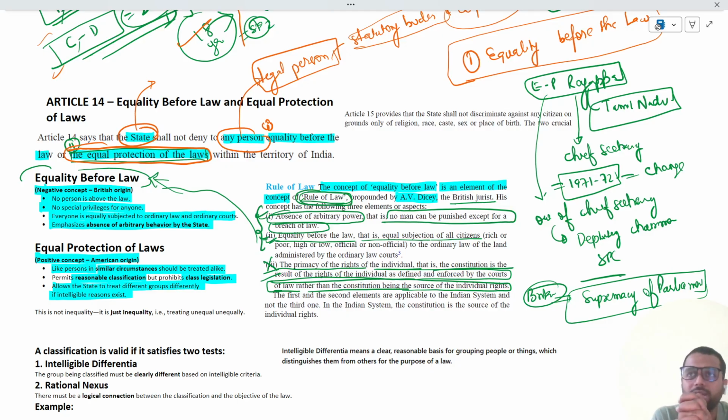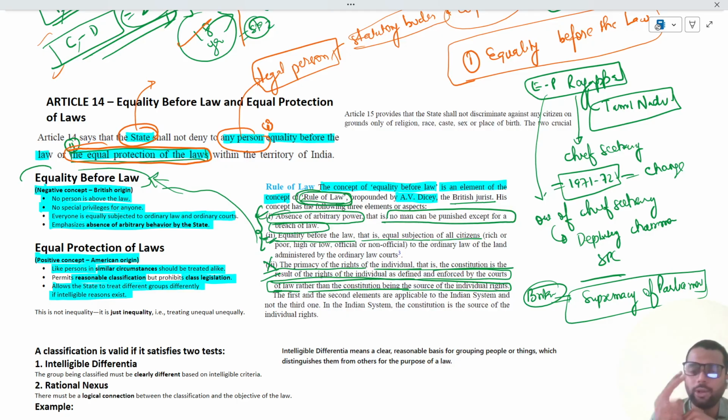The court is there to see whether the classification, or the grouping of people for which you are making the laws, is reasonable or not. And is there any arbitrary parameter on which the reasonable classification will be decided? No. There is also a test defined to test whether the grouping or the classification is reasonable or not.